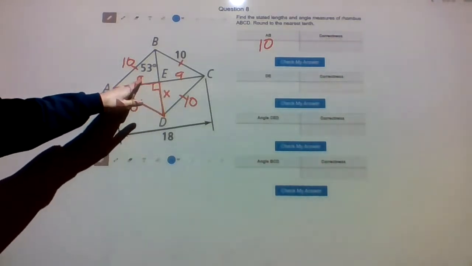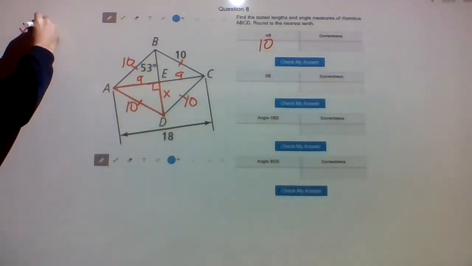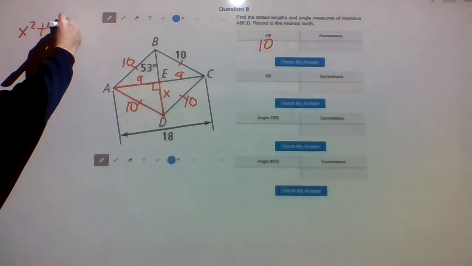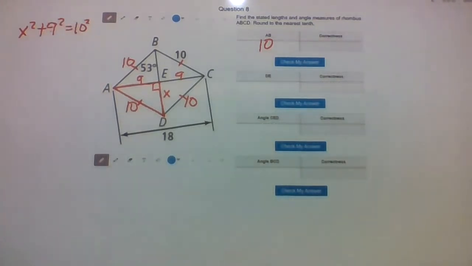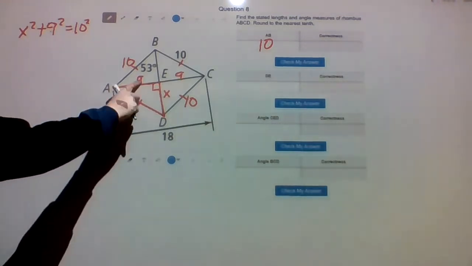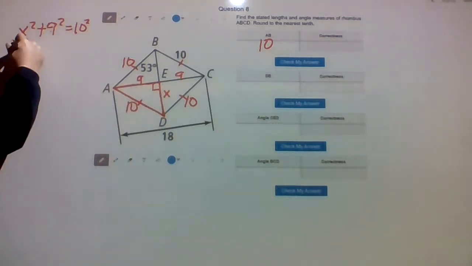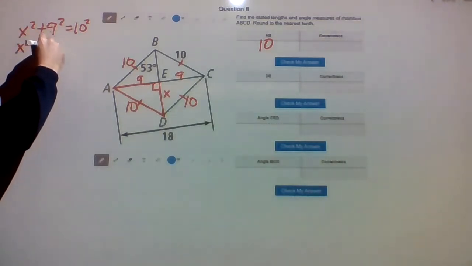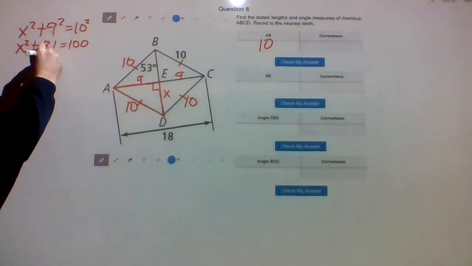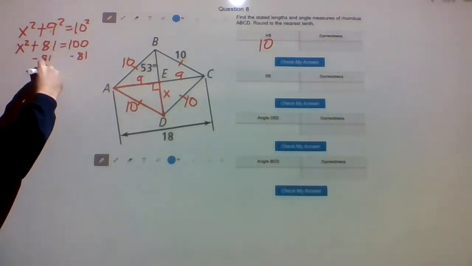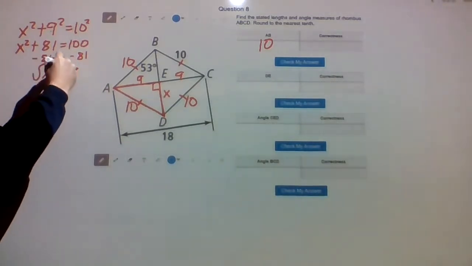So a squared plus b squared equals c squared. We're going to have x squared plus 9 squared equals 10 squared. Again, a lot of you will just do 9 squared plus 10 squared equals x squared, but it's leg squared plus leg squared equals hypotenuse squared. So that's x squared plus 81 equals 100. We're going to subtract 81 from both sides. So we have x squared equals 19. We can take the square root of both sides.